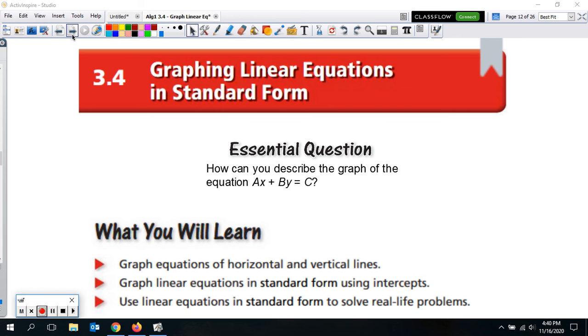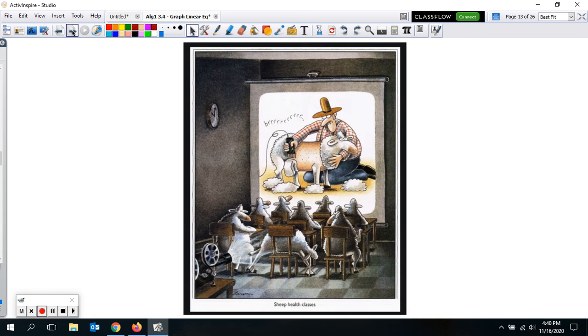All right, well, let's take a look at our cartoon for the day to get started. So this would be sheep health classes. So if sheep had health classes, they had to look at themselves getting sheared. And this guy in the back here just passed out. All right, moving on to our first part here.